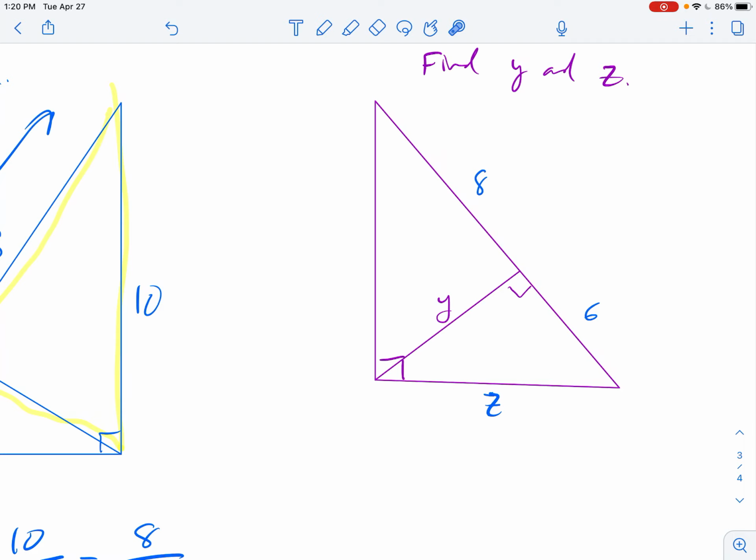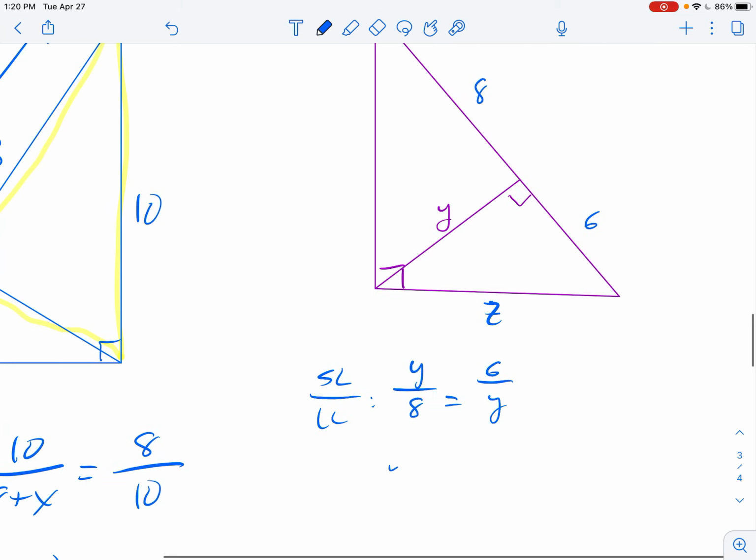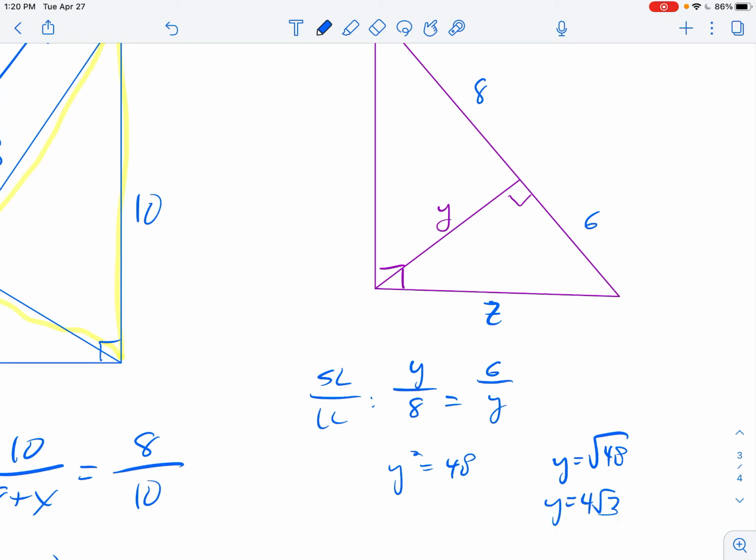In the big triangle, I know the short leg and the hypotenuse. In the triangle up here, I know the short leg and the long leg. In the triangle here, I know the short leg and the long leg. So it looks like short leg and long leg is a good ratio to use. In this triangle, the short leg is y and the long leg is 8. In this triangle, the short leg is 6 and the long leg is y. If I cross multiply, I get y squared equals 48. So y is the square root of 48, which simplifies to 4 root 3.